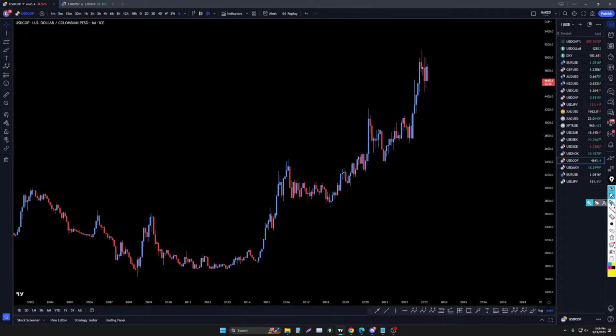Yeah, that doesn't look like something that's over. It looks like something that needs to go down, but it looks like something that will go back up again. So I don't think anything is over.